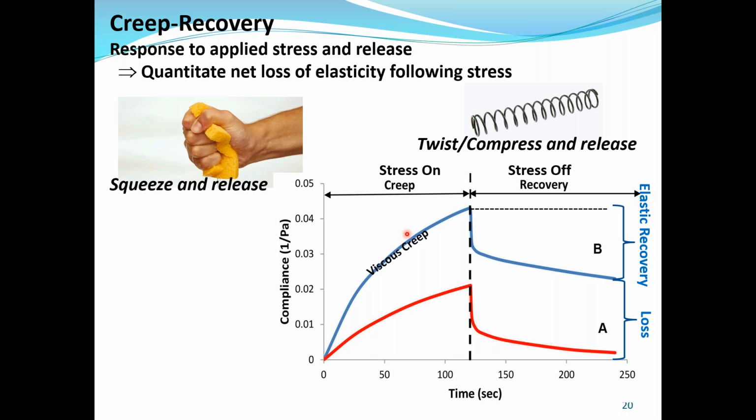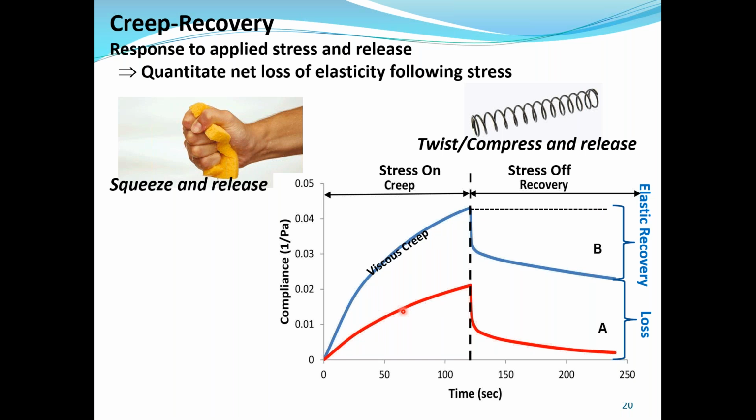Okay, another type of study is a creep recovery test, and this is the response to an applied stress and release. The classic example, to keep in mind here, is squeezing and releasing a sponge. If you squeeze that sponge, does it come back to the same rheological properties as it did before? Also, twisting or compressing and then releasing a spring. So in this case, it's a binary type of study. You turn the stress on, and the stress goes off. How does the material respond?